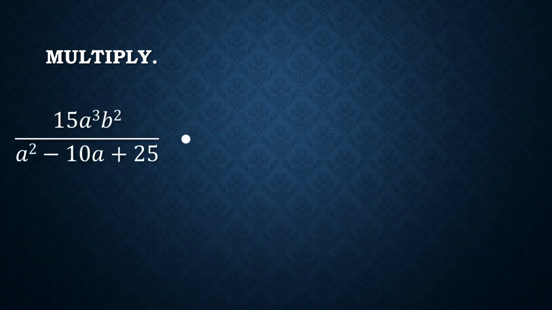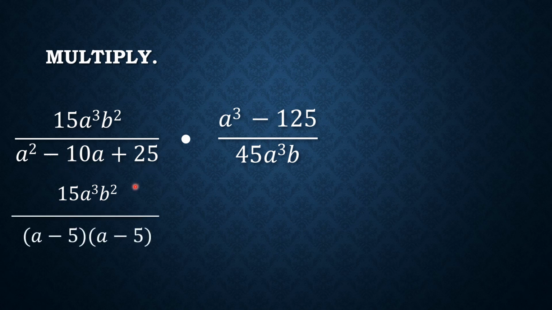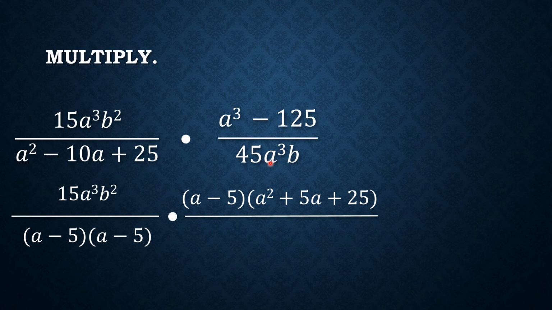Another example. So, first rule, first step, factor, if we can factor. So, the factored form of the numerator, sige, yan na lang muna ulit para mas mapadali tayo. And then, a squared minus 10a plus 25, we have a minus 5 times a minus 5 times, this is a difference of 2 cubes, so we factor this as a minus 5 times a squared plus 5a plus 25. And then the denominator, copy na lang muna natin, 45a cubed b.